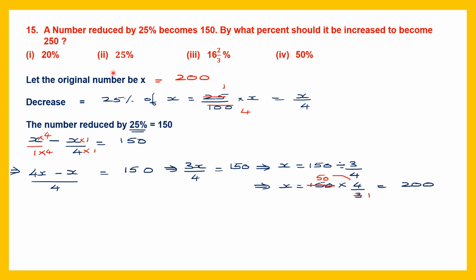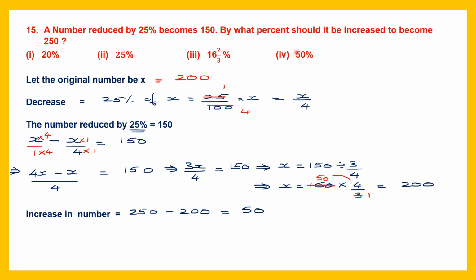So if we go back to the question, we can say 200 when it's reduced by 25% became 150. Now by what percent should 200 be increased to become 250? So now the number should be increased, isn't it? From 200, it should be increased to 250. So what is the increase in number? 250 minus 200 will give us the increase in number, and that is 50. That means the number has increased from 200 to 250 by 50. Okay, that's simple to understand.